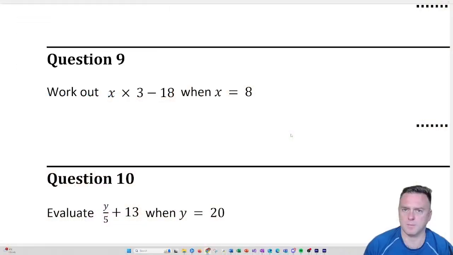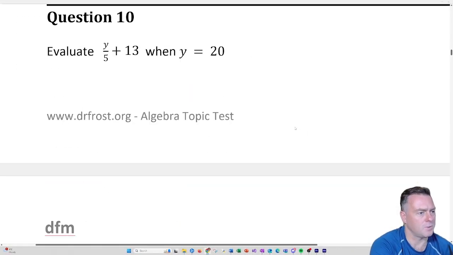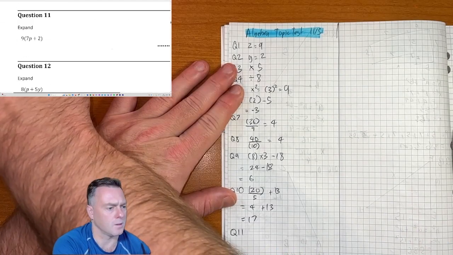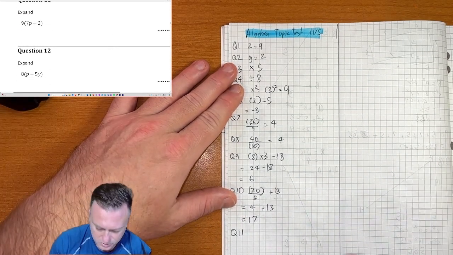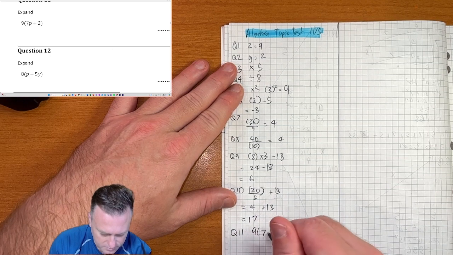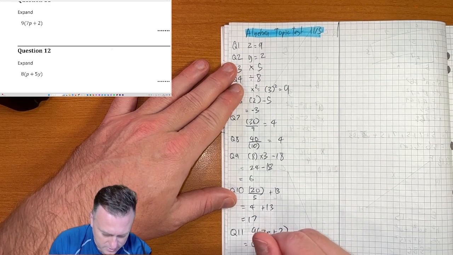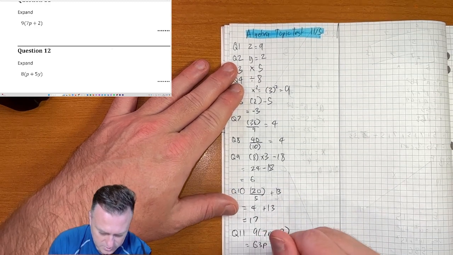Question 10. 20 divided by 5 plus 13. So 20 divided by 5 just equals 4 plus 13, which then equals 17. Question 11. 9 lots of 7p plus 2. So we expand the brackets. 9 times 7 gives us 63p. 9 times 2 gives us plus 18.